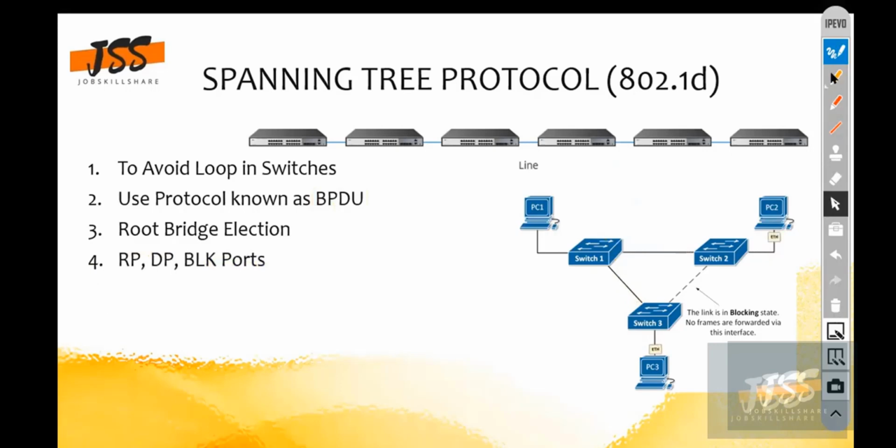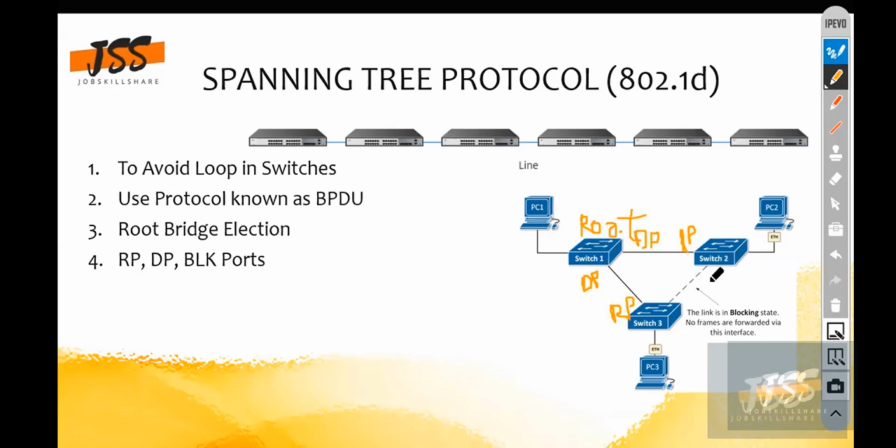Then, after electing the root bridge, these ports get labels. This will be a designated port. If this is the elected root bridge, what will be the status of the ports here? These will be designated ports. And these are, let's say, the slave switches. They are heading toward the root bridge, and these ports will be root ports, RP. Basically, these ports are saying I am heading toward the root switch.